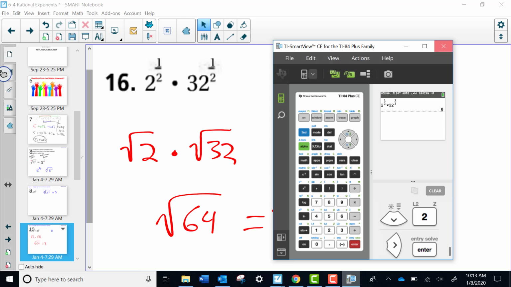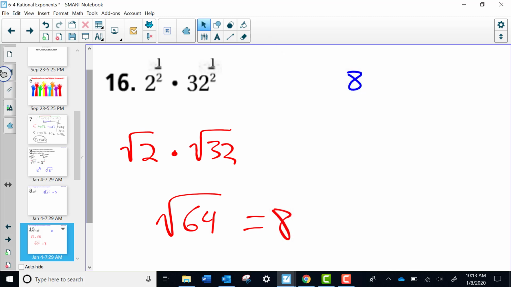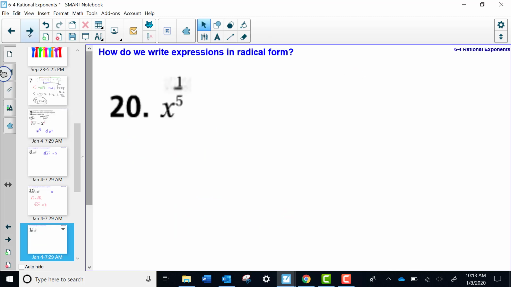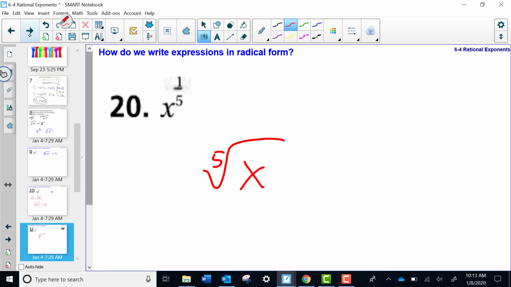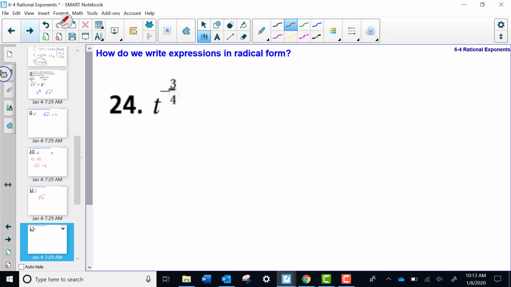Next example. Now, this is the easy part. This is what form? Let's write it in radical form. Someone new. All right, Brian, go ahead. I only heard from you once. Fifth root of x. Any questions? Easy lesson, right? How about here? I got to teach you some stuff here.